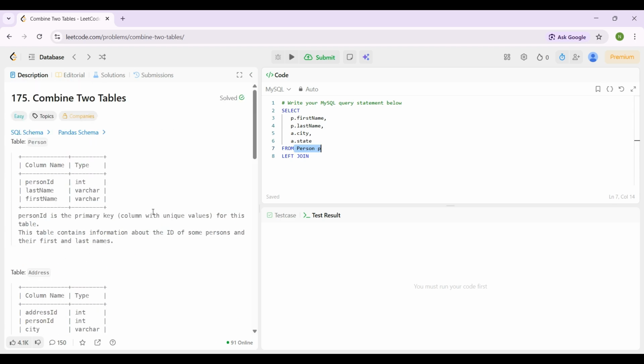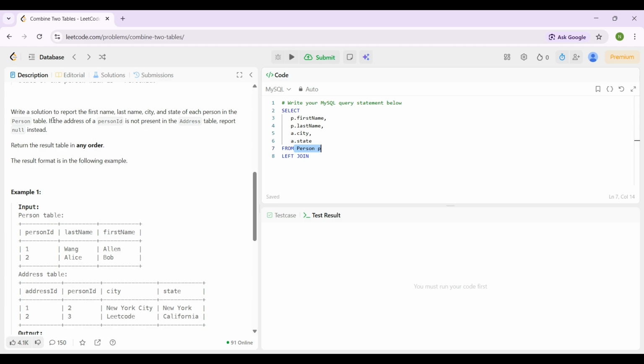Why? Because of this question, we want all the person values. We will use left join. Next, the next table is what? Address table, right? This is address table. And what we have used here? A. We had named this as A, on.